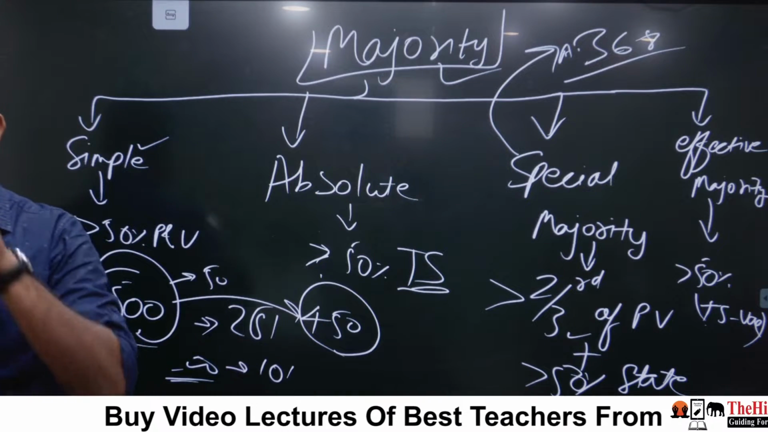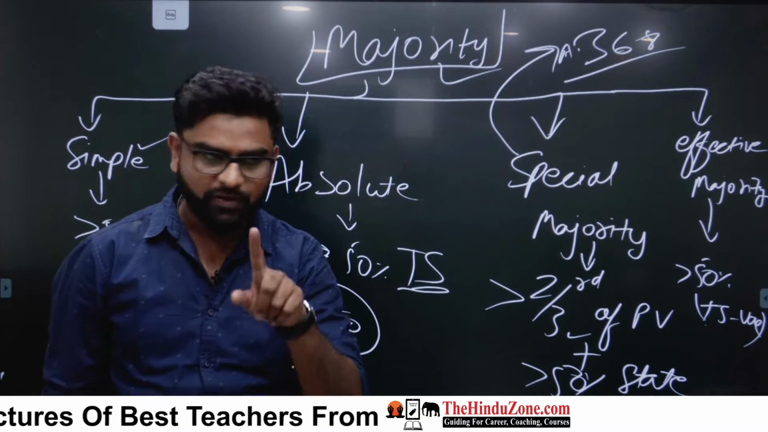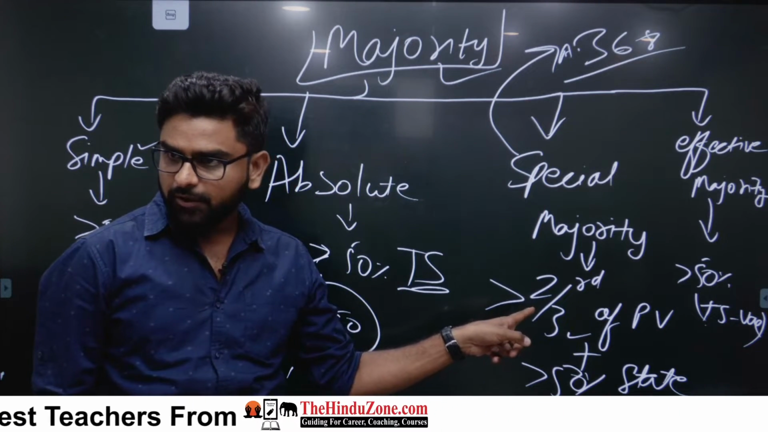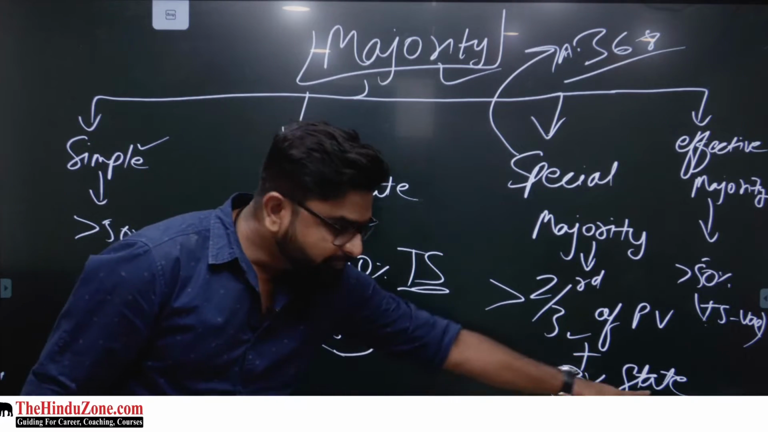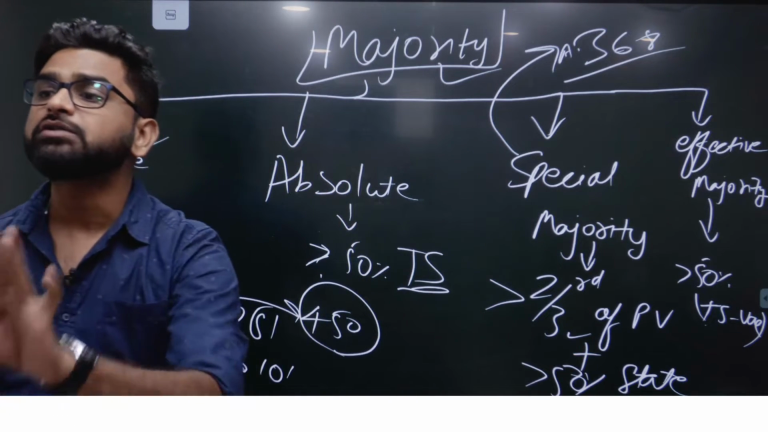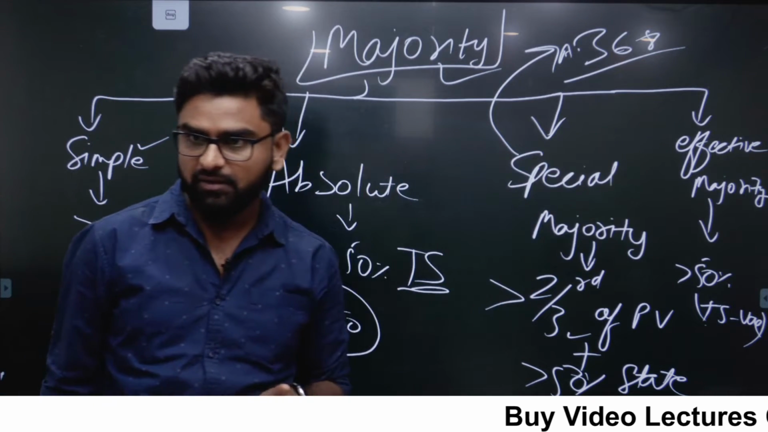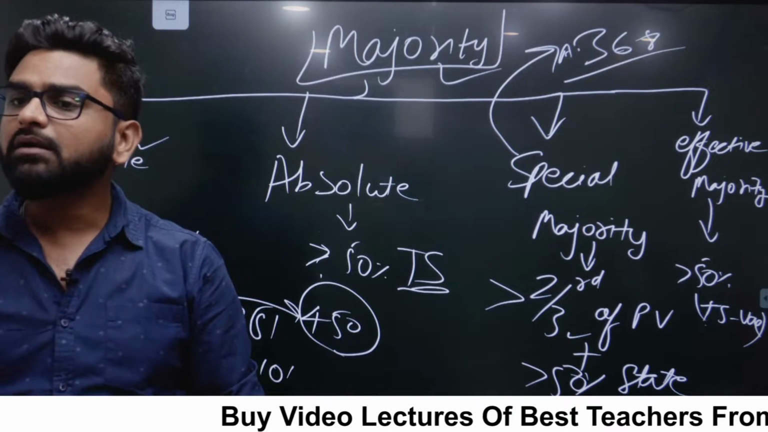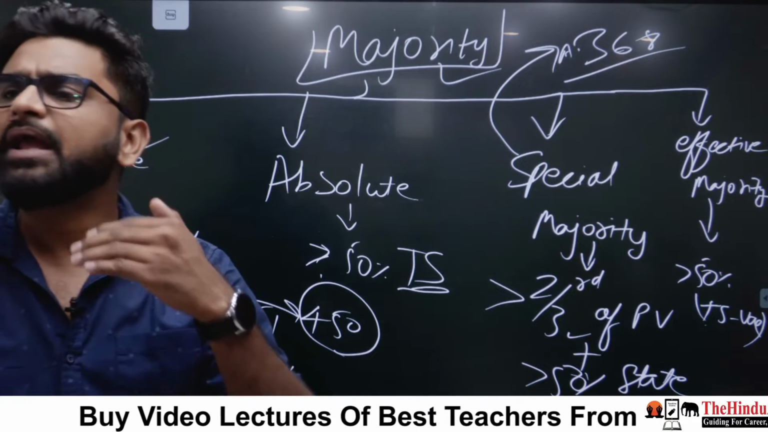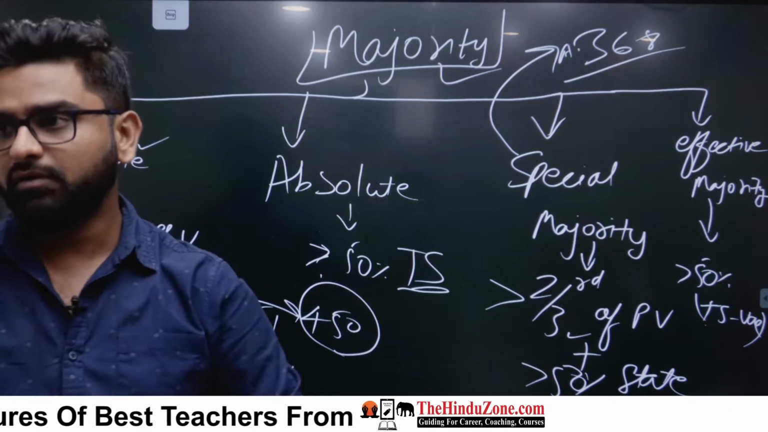Let me repeat again, there are two kinds of ways to amend the constitution. One is by special majority. The other way is special majority plus 50% of the states must give consent to the amendment. Then only is the constitution considered amended. What could be that case? Generally speaking, any bill, any policy, anything in which the interests of states are involved.